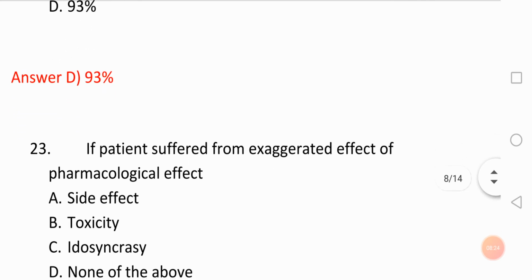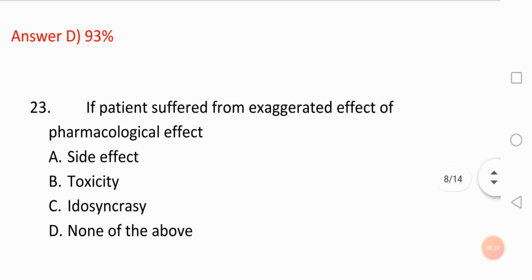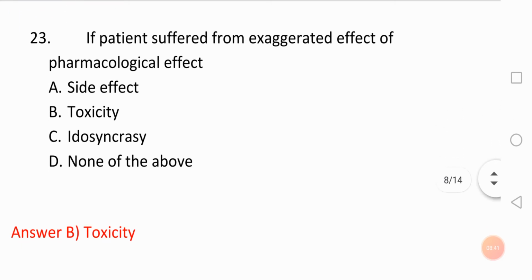23rd question: if a patient suffers from an aggravated effect of the pharmacological effect, it is A, side effect; B, toxicity; C, idiosyncrasy; and D, none of the above. The answer is B, toxicity.